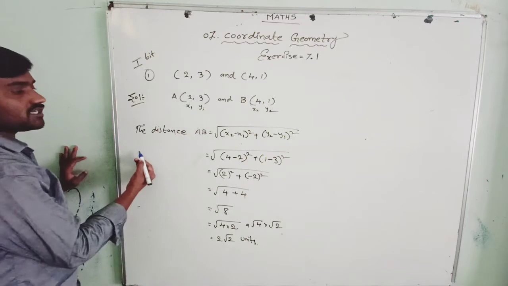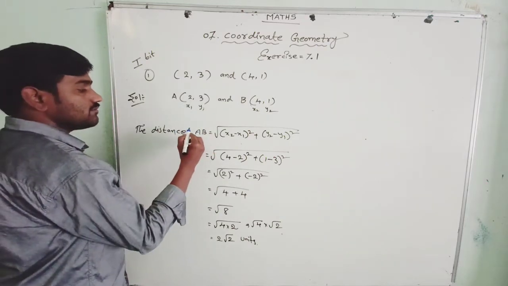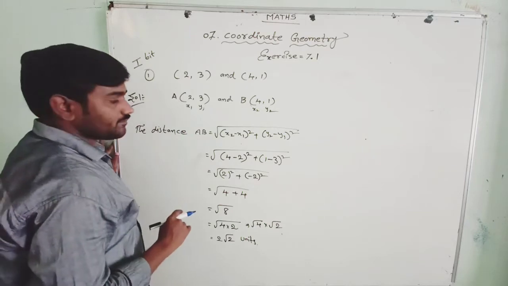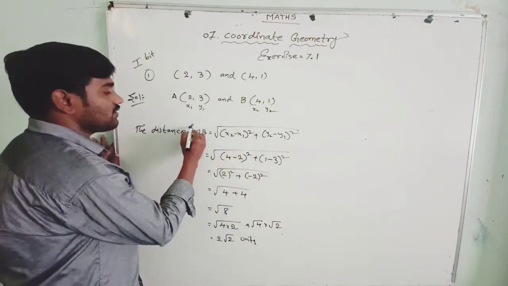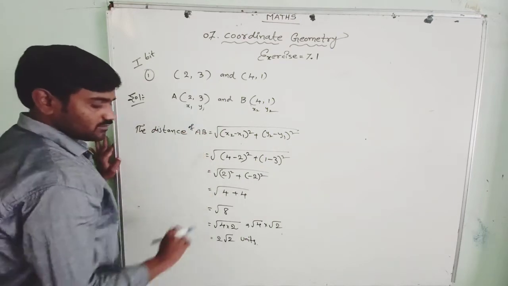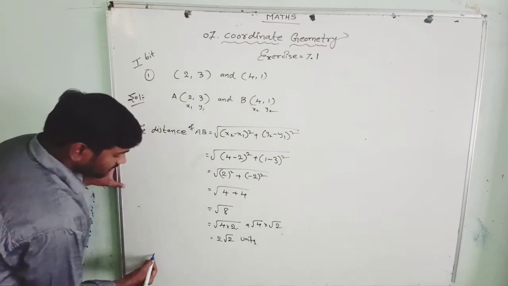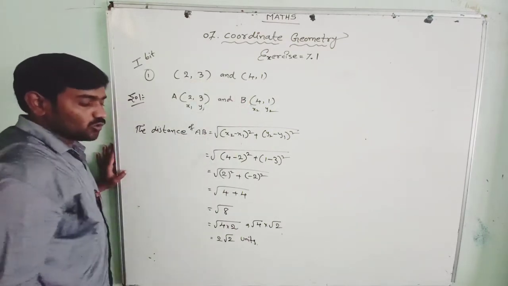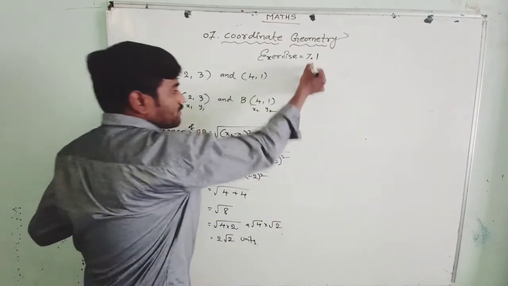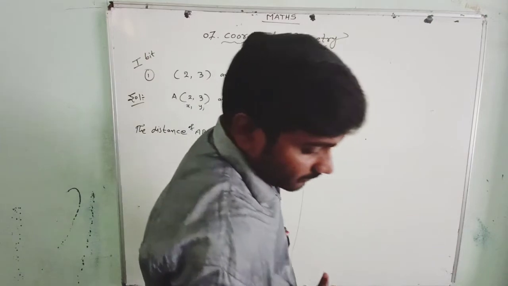Units, the distance between A and B. The distance of point AB, this is the distance between these 2 points. The distance between the given 2 points is 2 root 2 units. Now let me go for the second question from this first bit.